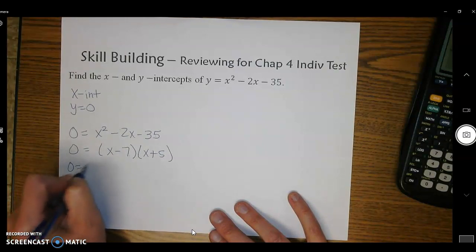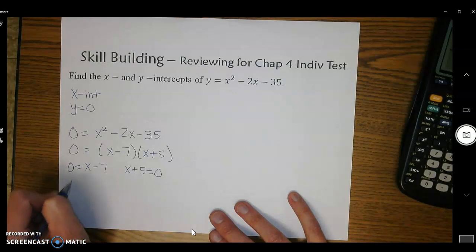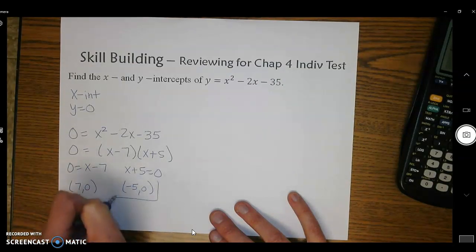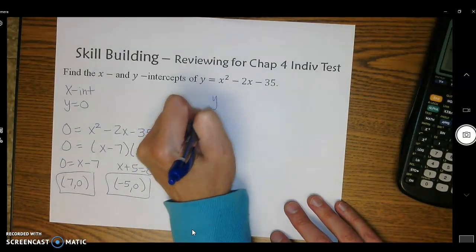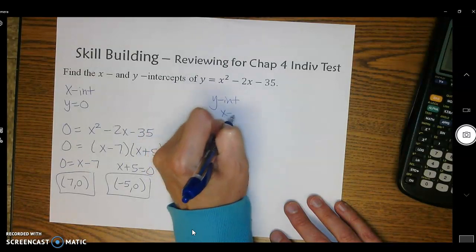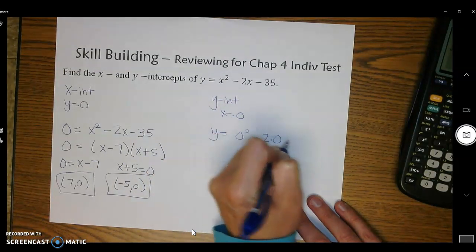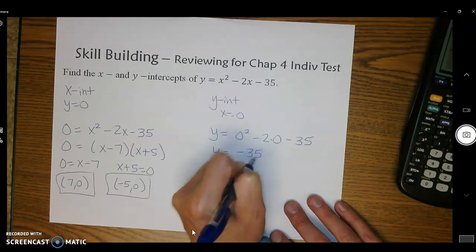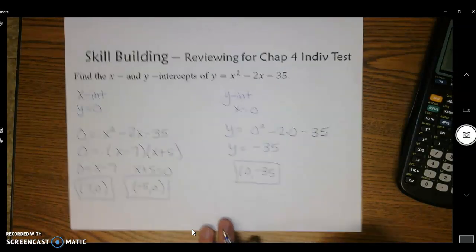Set each part equal to 0. So I end up with 7, 0 and negative 5, 0. Those are my x-intercepts. To find the y-intercept, x is 0. 0, negative 35. Make sure you always write them as ordered pairs.